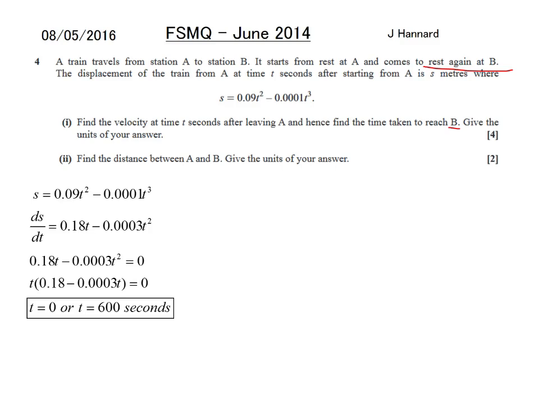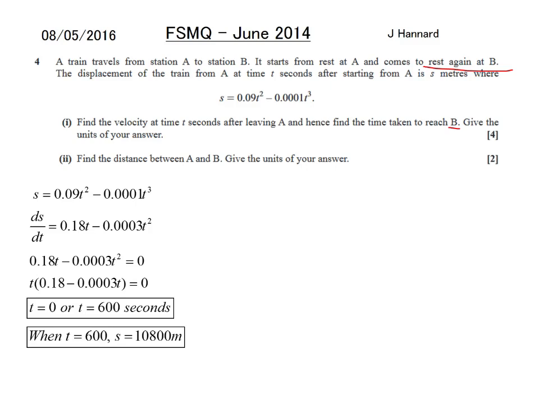So you obviously have to say seconds for the units. Part 2. Find the distance between A and B. Give the units of your answer. So when t equals 600, s equals 10,800 meters. That's pretty much it for that question.